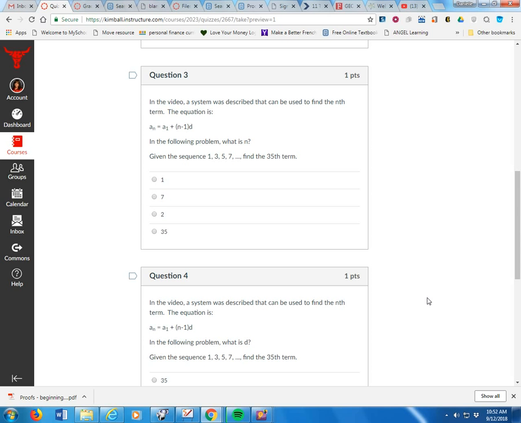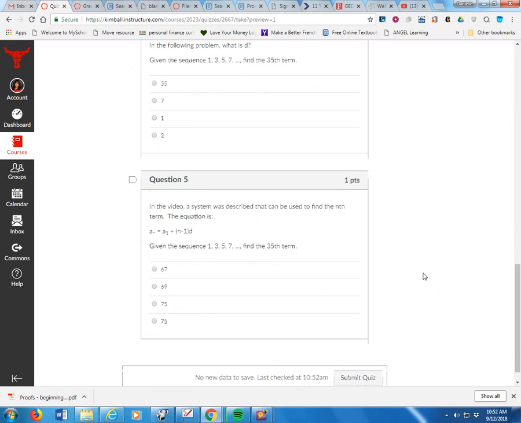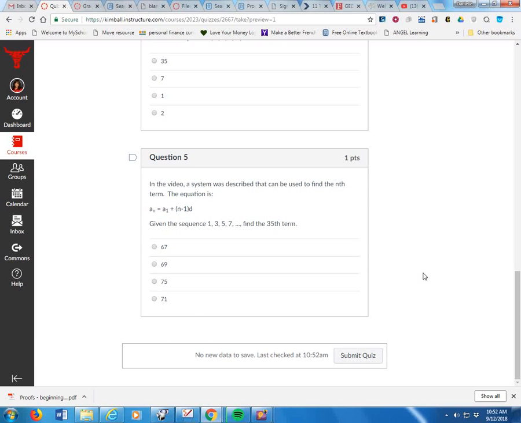What is n? 35. In the problem, what is d? The difference. 2. And in the problem, find it. So we would use a sub 1 is 1 plus 34 times 2, which is 68 plus 1, 69 would have been the answer. Just plugging into the formula.